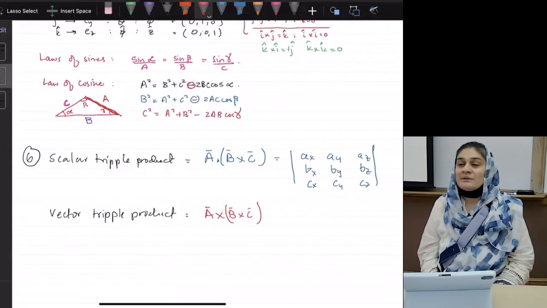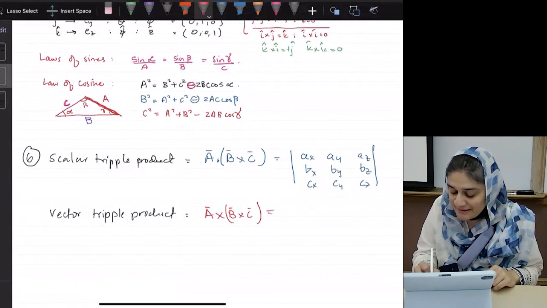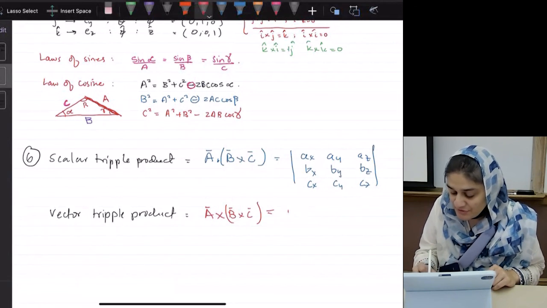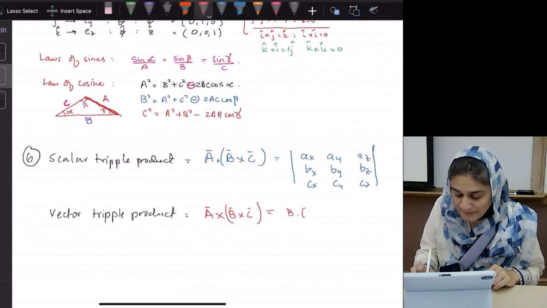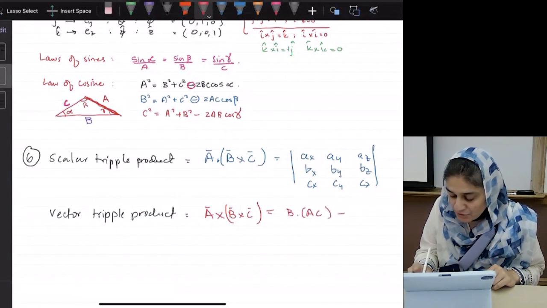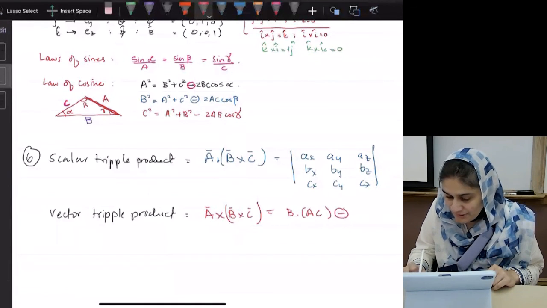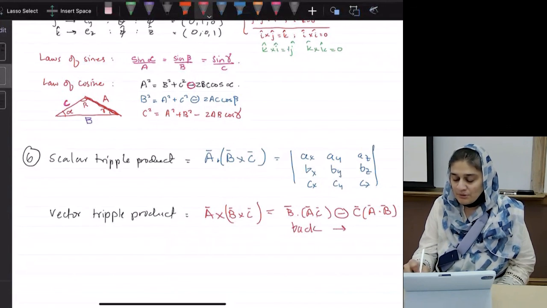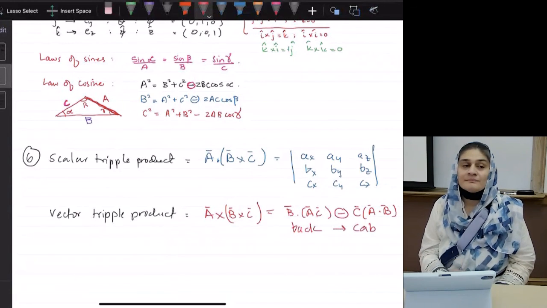And I'm going to tell you a back to cab rule. Since I can never remember what order they all come in, and the order in vectors is very important. So this is how I remember. Back to cab. Back to cab.